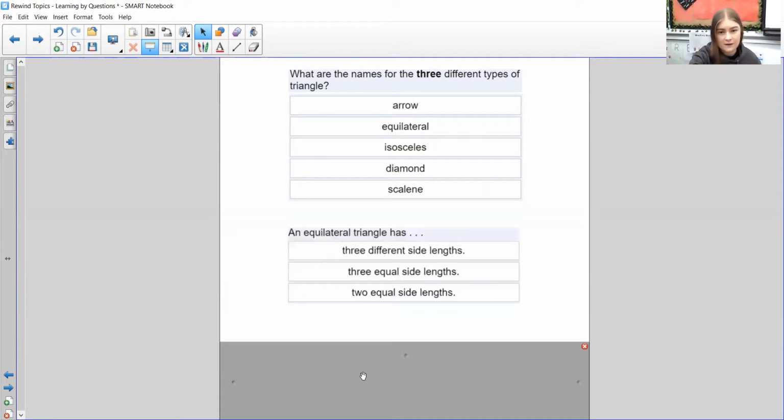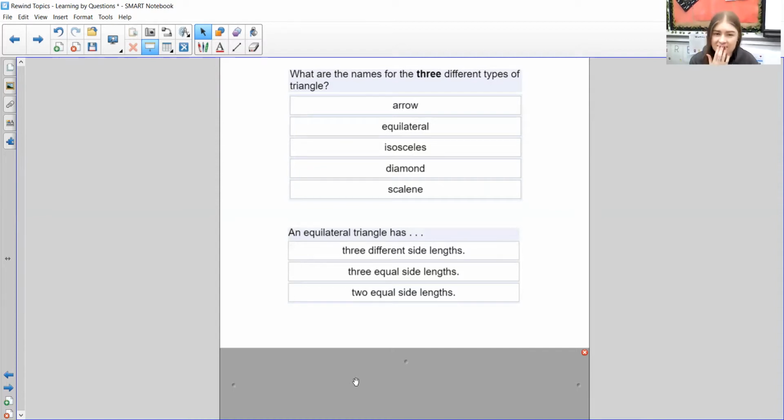Now, an equilateral triangle has 3 different sides, 3 equal sides, or 2 equal sides. I'm thinking about the word that I can see there, equilateral. What do I know about the word equilateral? Have a think. The answer is that it's got 3 equal side lengths. All 3 sides of that triangle are the same because it's equilateral.